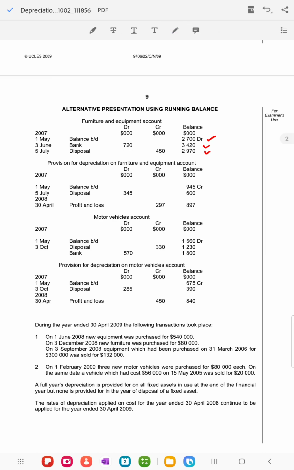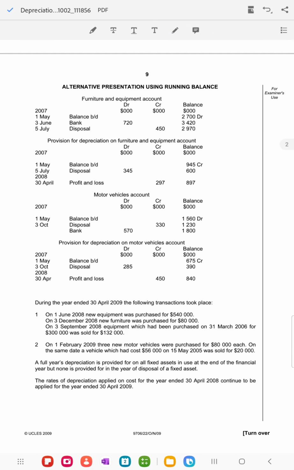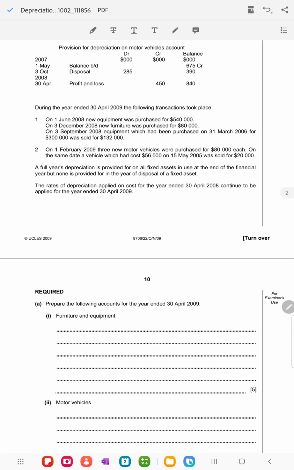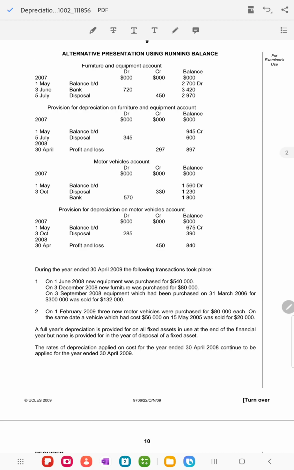So now coming back to how exactly you can do this question. These are all the transactions that were given, which happened during the year. So this data and the previous data give you the closing values, and this is the data that gives you the adjustments over the year. The closing values of the previous year plus or minus the adjustments of this year give you the closing value of the current year. Moving further, we have to make all the accounts: the furniture and equipment account and the motor vehicles account. Let's discuss it one by one.